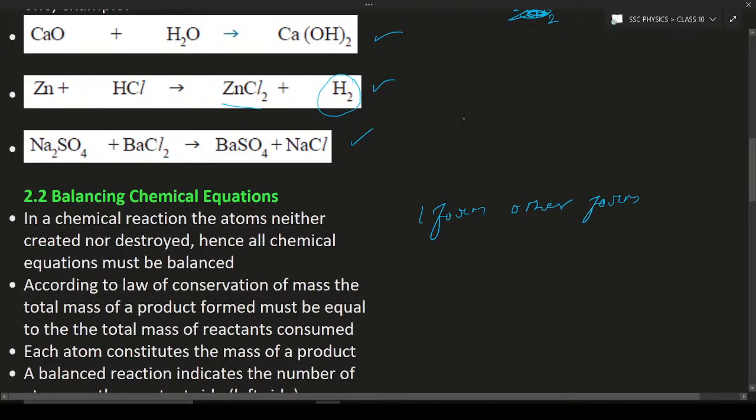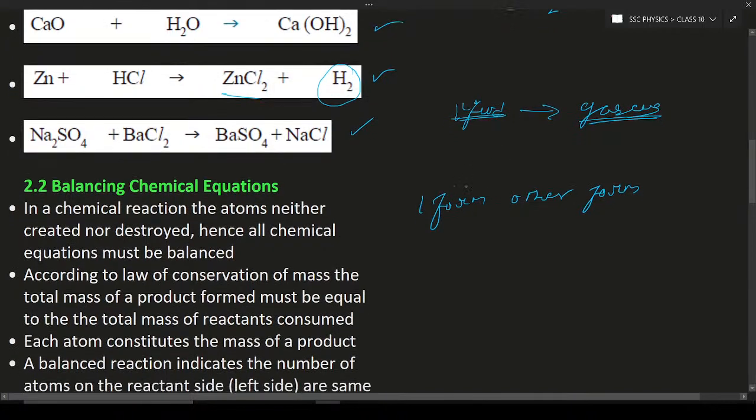It means hydrogen was previously in the form of liquid, that is, in the acid it is in liquid form. So the liquid form of hydrogen is turning into a gaseous state. This is a clear example that atoms will not get destroyed or created during the chemical reaction, but they may change from one form to another form, or one chemical substance may turn into another chemical substance.